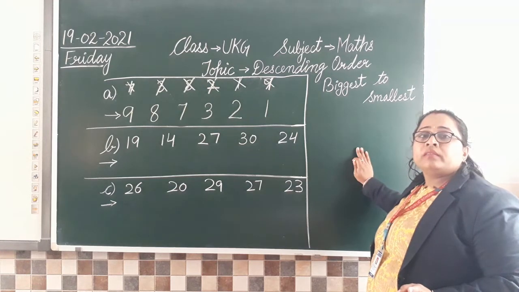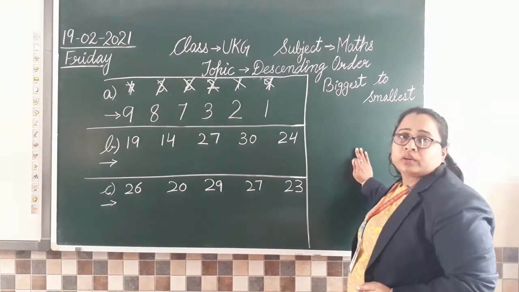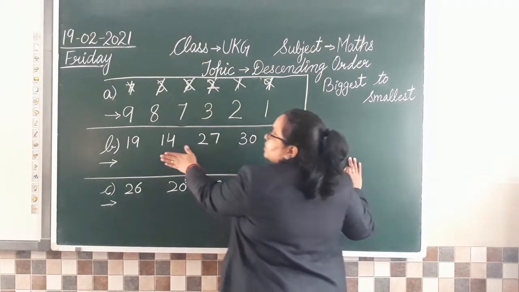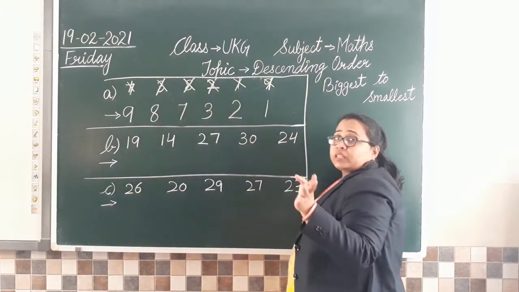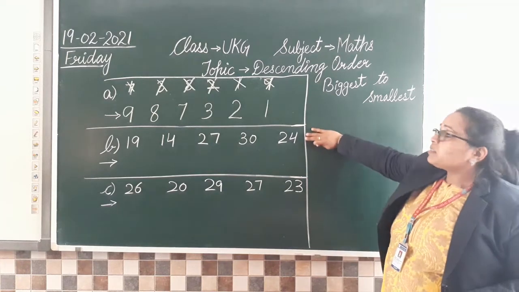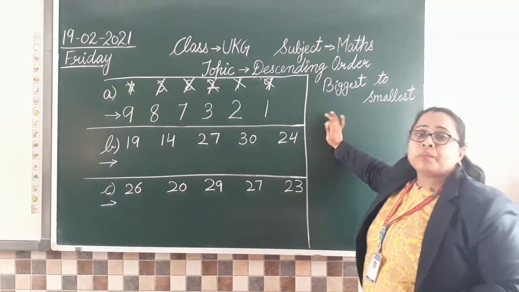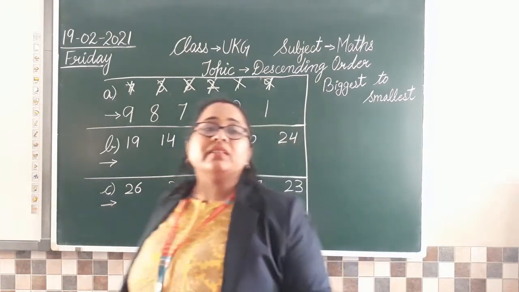Clear everyone? This is how you will do the work. Okay? Now let's see some more numbers here. So there were single digit numbers. Now let's see some bigger numbers. कुछ और big numbers देखते हैं. So the numbers now given to us in second series.